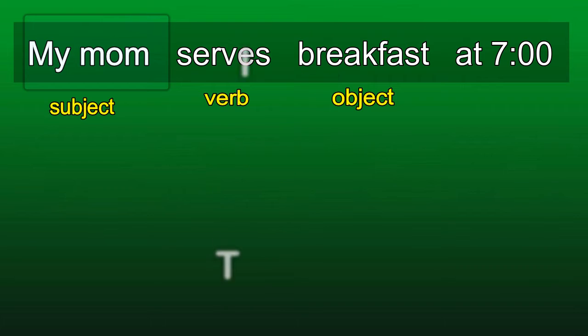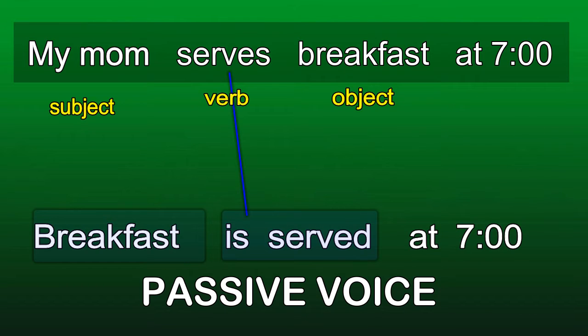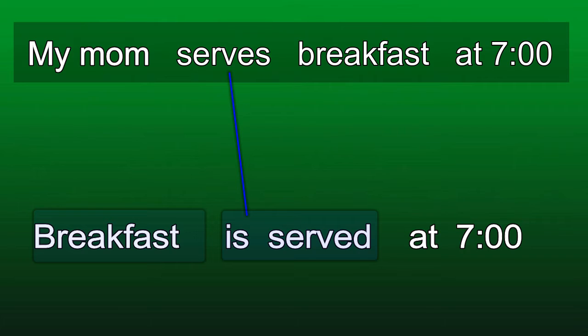In here, my mom, she serves breakfast. But in the passive form, we put more attention on the breakfast. We don't really pay attention to the doer of the action, maybe because it regularly happens. So we say, breakfast is served. Now, most of us would ask, where did we get is plus the word served? Earlier, I already talked about the pattern in its simple present form.